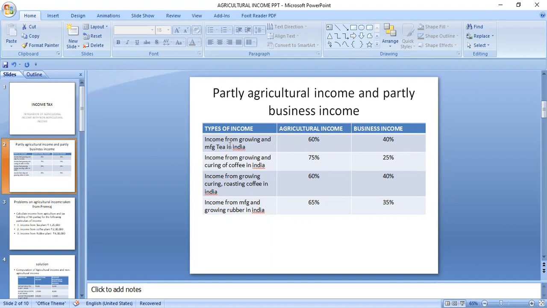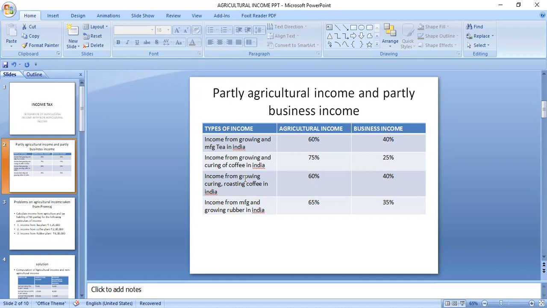Suppose you are growing tea in India, and you are getting income from producing and selling tea in India. Whatever income you receive from tea, you have to take 60% of that income as agricultural income and the remaining 40% as business income. Similarly, if you produce coffee and sell coffee, out of this income received from the coffee plant, 75% you have to consider as agri income and 25% as business income or non-agricultural income.